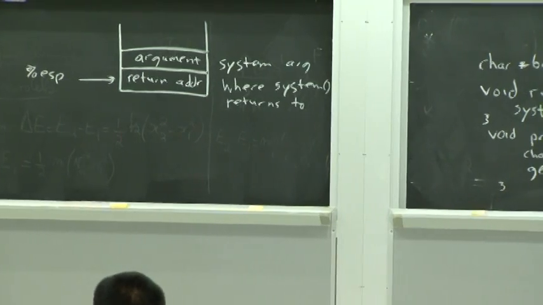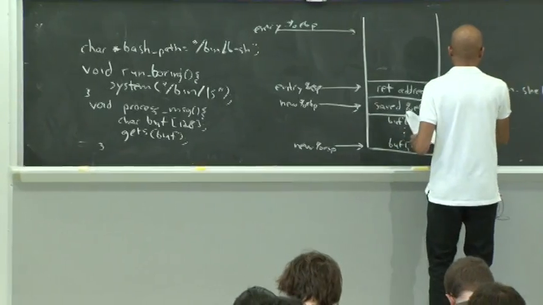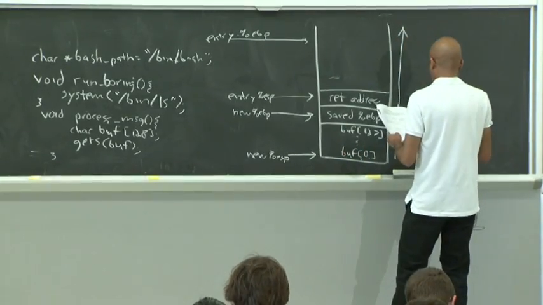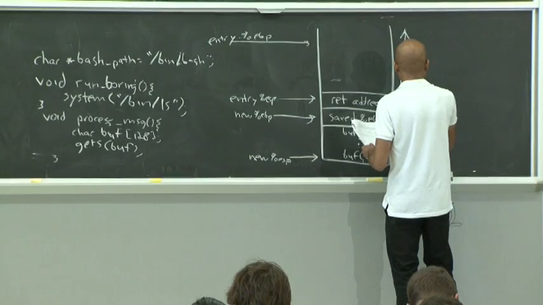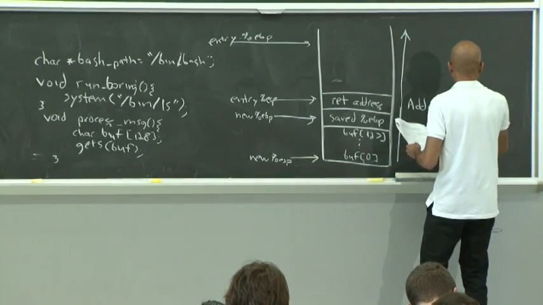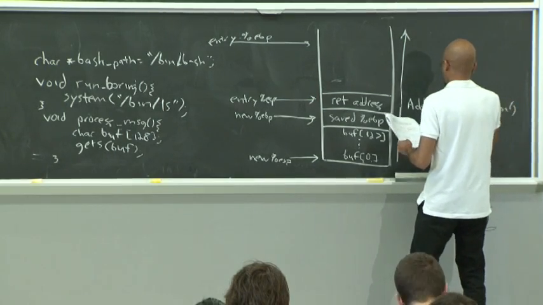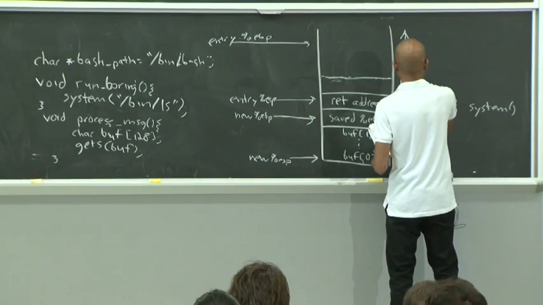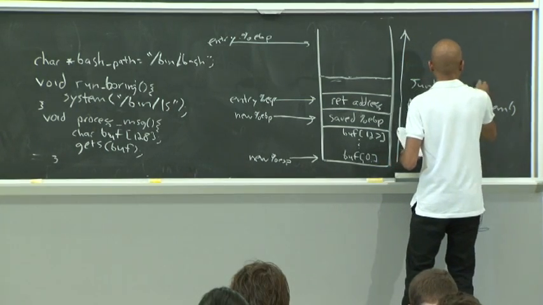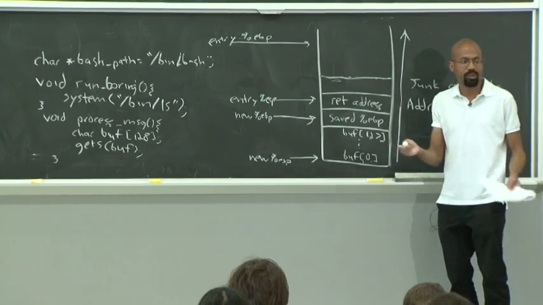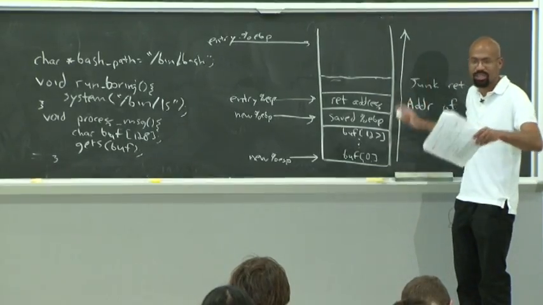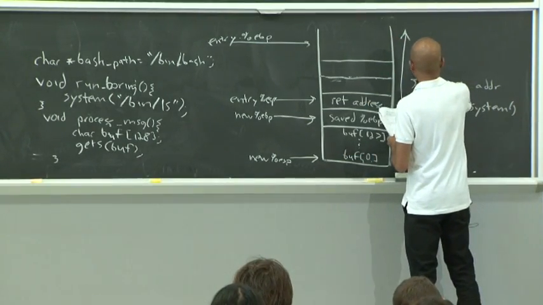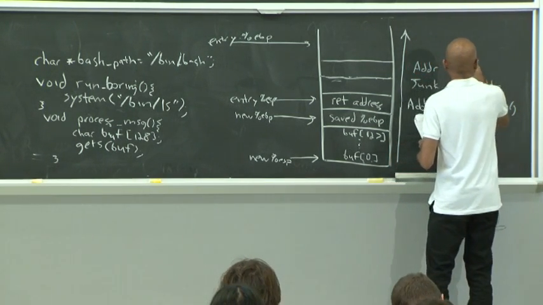So basically, the way this will work is we will do the following. Once again, remembering the overflow goes up here. First, we're going to put the address of system here. And then here, we're going to put just some junk return address. Right, this is where system's going to return after it's finished. For the purposes of the discussion now, we don't care what this is. We'll just make this be some random set of bytes. And then up here, we're going to put the address of bash path.